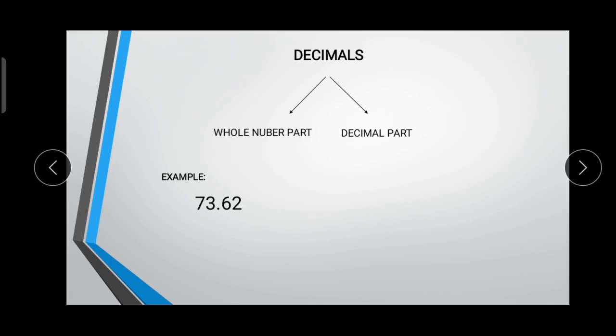Yes. Now let me show you which is the whole number part and which is the decimal part. As you are seeing, the left hand side of the decimal dot we call the whole number part. The right hand side of the decimal dot we call the decimal part. Am I clear children? Left hand side is the whole number part, right hand side is the decimal part. I hope you understand the basics of decimals.